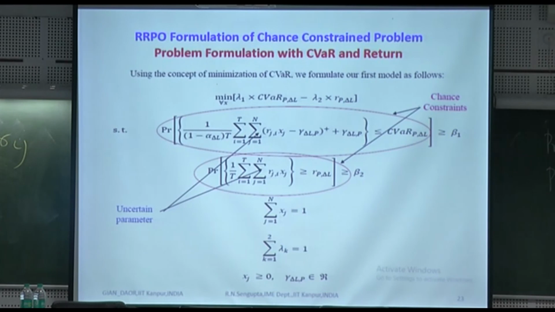Now you see there are constraints based on the probability. They look complicated, but they are not. This is the conditional value at risk constraint, and this is the return constraint. The beta 1 and beta 2 which I was talking about are the betas which I fix. You will fix a different beta, I will fix a different beta. That will depend on the level of risk which you have. The weights add up to 1.